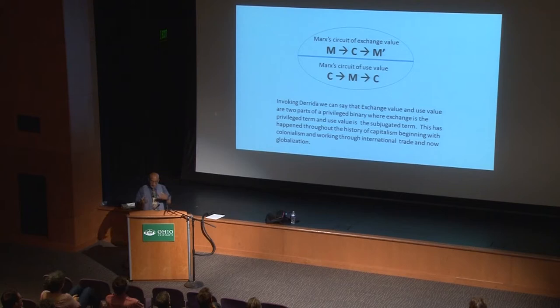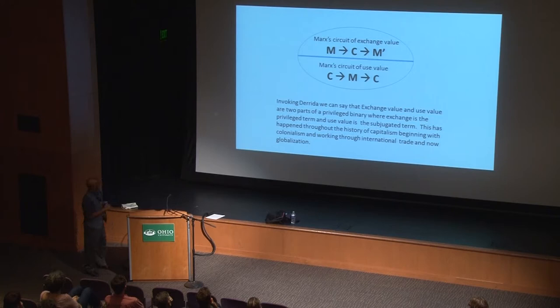So in the first chapter, Marx has this formula. One is called MCM, and that stands for money producing commodities, and the purpose of producing commodities is to make a quantity of money M prime, where M prime is greater than M. Right? So it's basically making more money. And that he called the circuit of exchange value.